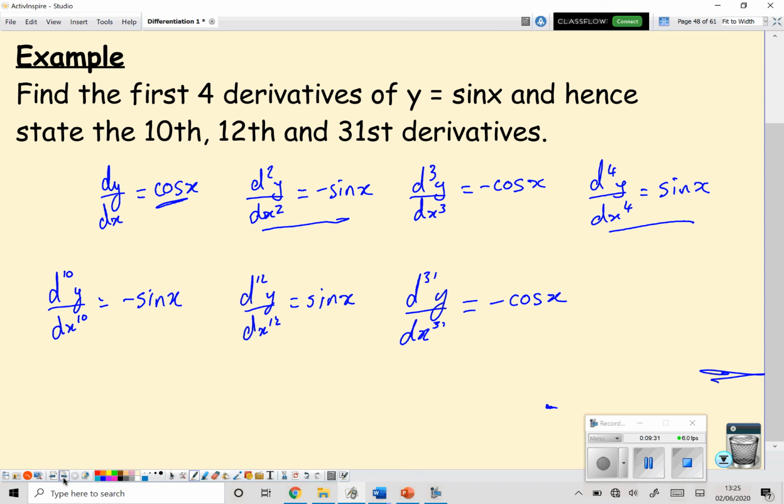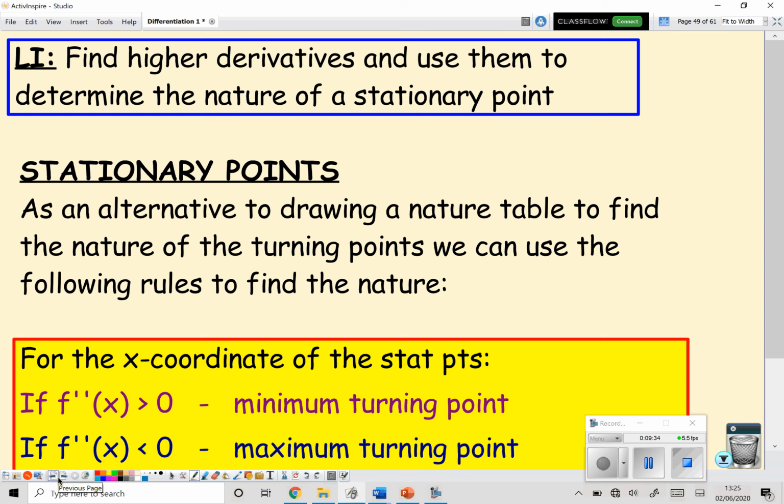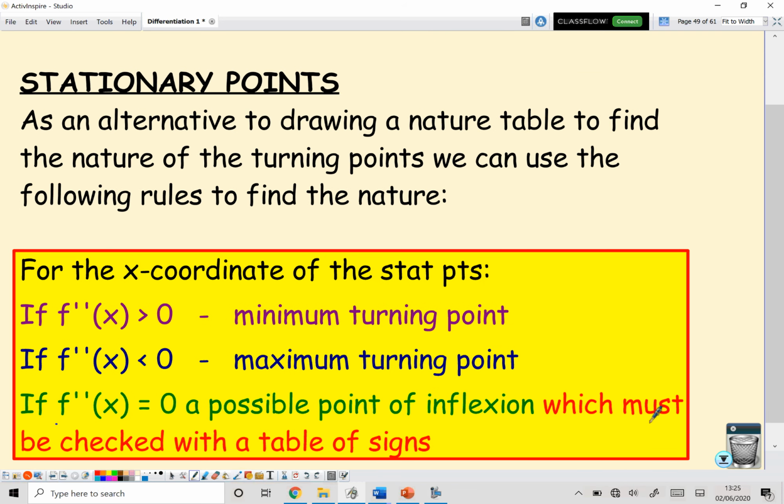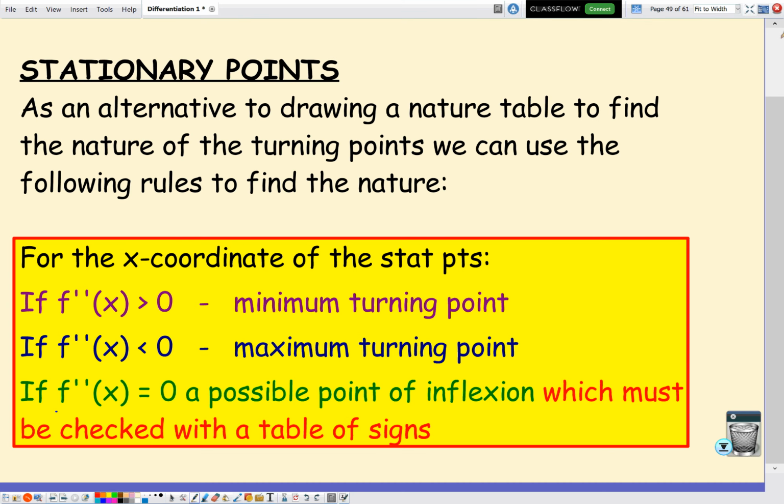Now, let's have a wee look at stationary points. So, what's the point in having higher derivatives? It's not going to be useful for anything. Well, for stationary points, you're going to wish your higher maths teacher had shown you this at higher, because it takes away the need to do a nature table. But at higher, you need to do the nature table because you need to understand the nature of a turning point and how that comes around by inspecting the gradient of the curve left and right at the stationary point and all that kind of thing.